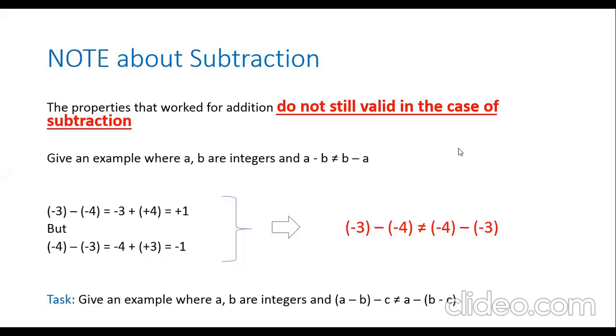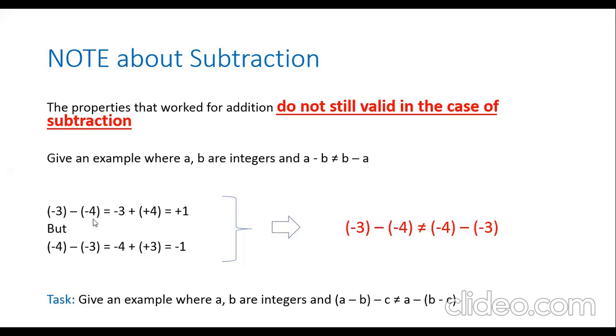Note about subtraction. The properties that worked for addition are not still valid in the case of subtraction. Give an example where a and b are integers and a minus b doesn't equal b minus a. For example, we have -4 here subtracted from -3, which is the same as -3 plus the opposite of -4, which is 4, and the result is 1.